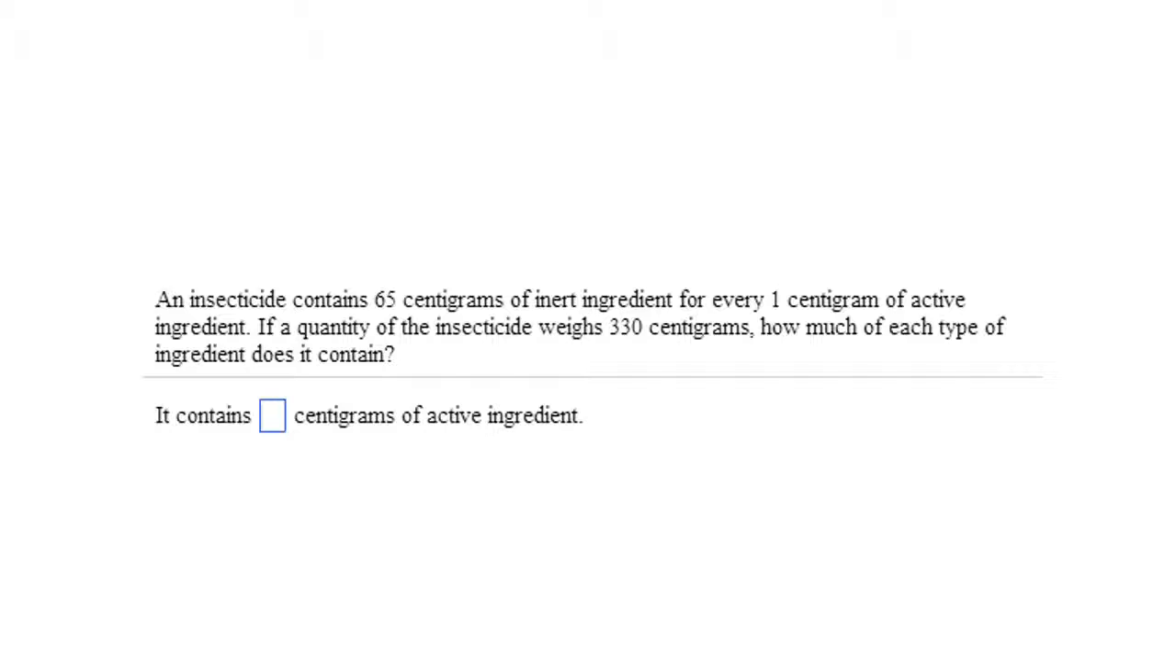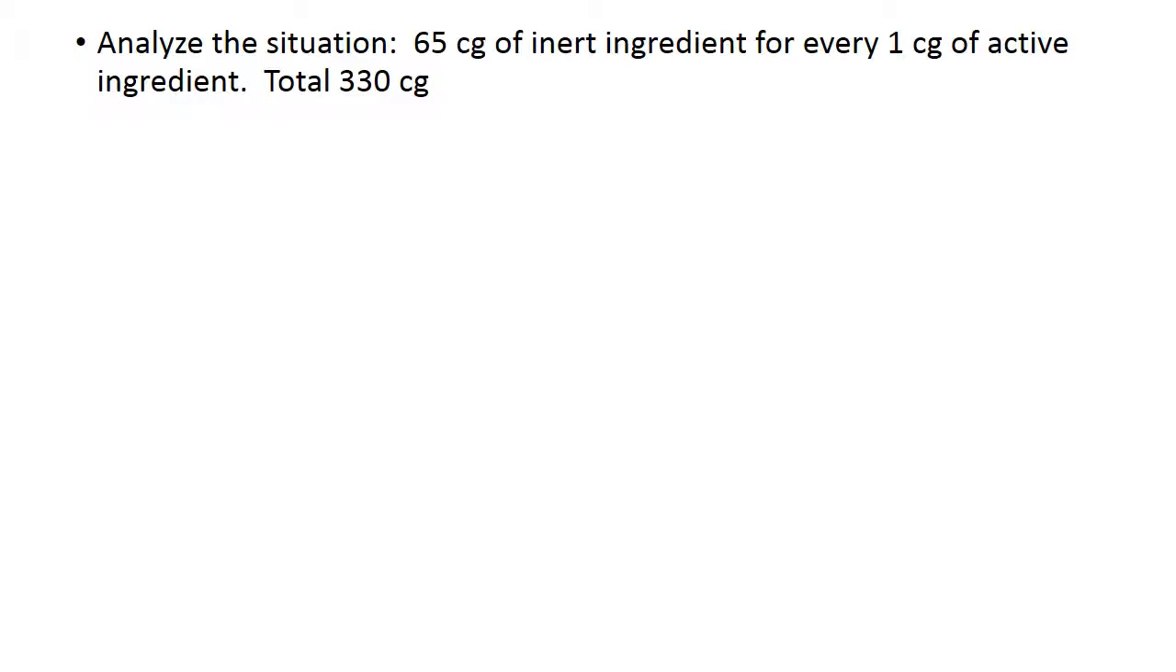So in this one, you were told an insecticide contains 65 centigrams of inert ingredient for every 1 centigram of active ingredient. If the quantity of the insecticide weighs 330 centigrams, how much of each type of ingredient does it contain? And then it asks for the number of centigrams of active ingredient. Okay, so first, analyze your situation. You've got 65 centigrams of inert ingredient for every 1 centigram of active and a total of 330.